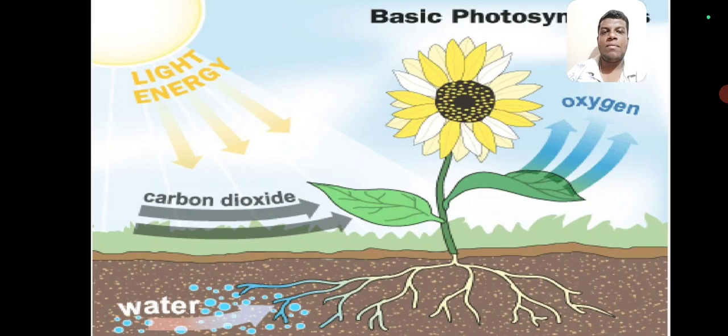When light is given to the plant, and carbon dioxide comes through the air, oxygen is produced as the output of the plant, where the roots gain the water.